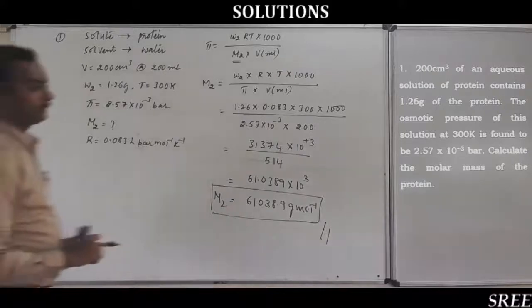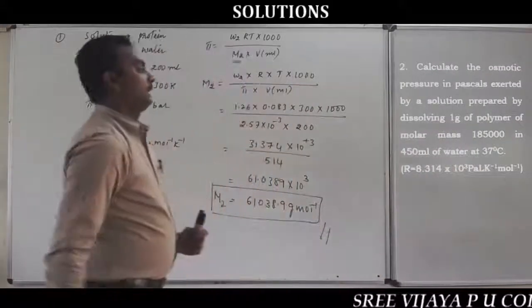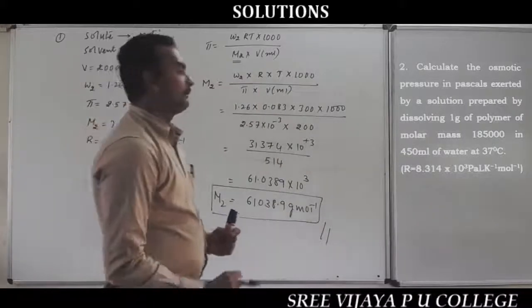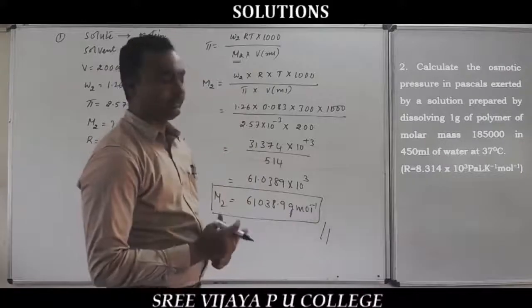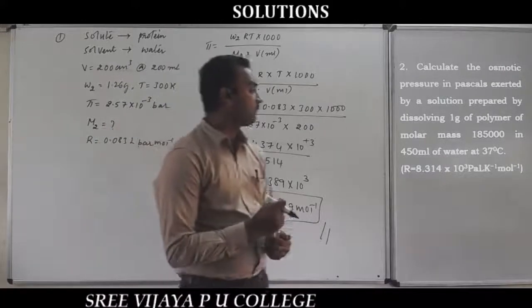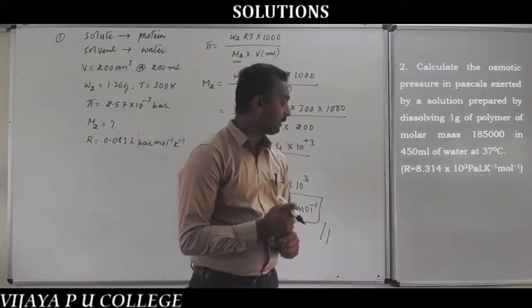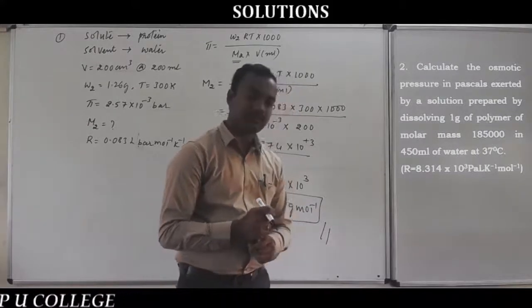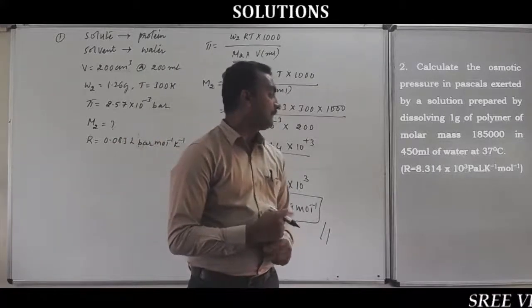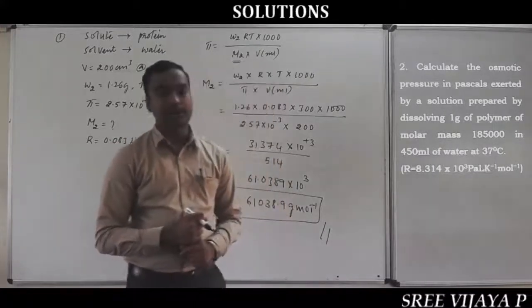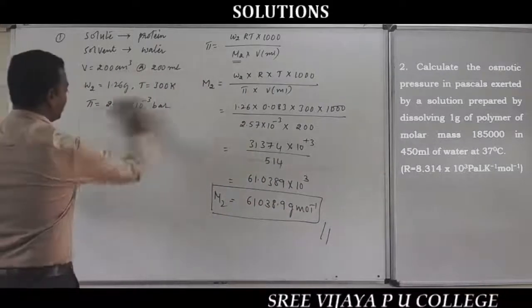Okay, move to the next problem. Calculate the osmotic pressure in pascals exerted by a solution prepared by dissolving 1 gram of polymer of molar mass 1,85,000 in 450 ml of water at 37 degrees Celsius. Now, the R value is 8.314 into 10 power 3 Pascal liter per Kelvin per mole. So let's collect the data for the second problem.